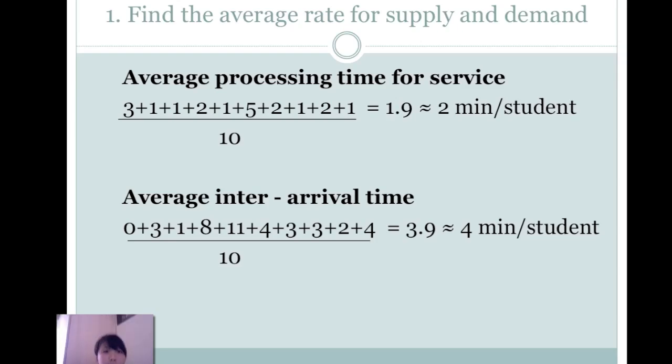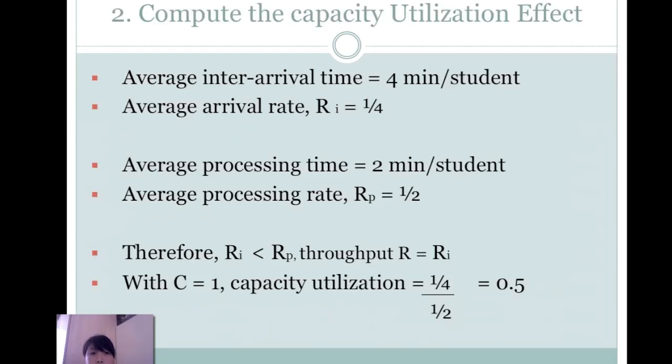Once we have got the data, we first have to compute the average rate for supply and demand. Supply in this case refers to the inter-arrival time at which the students come in for service, and the demand is for the service. So we have inter-arrival time, which is 4 minutes per student, and average processing time for service is 2 minutes per student. With the average inter-arrival time and processing time, we are able to compute the capacity utilization effect to see how efficiently our resources are being utilized.